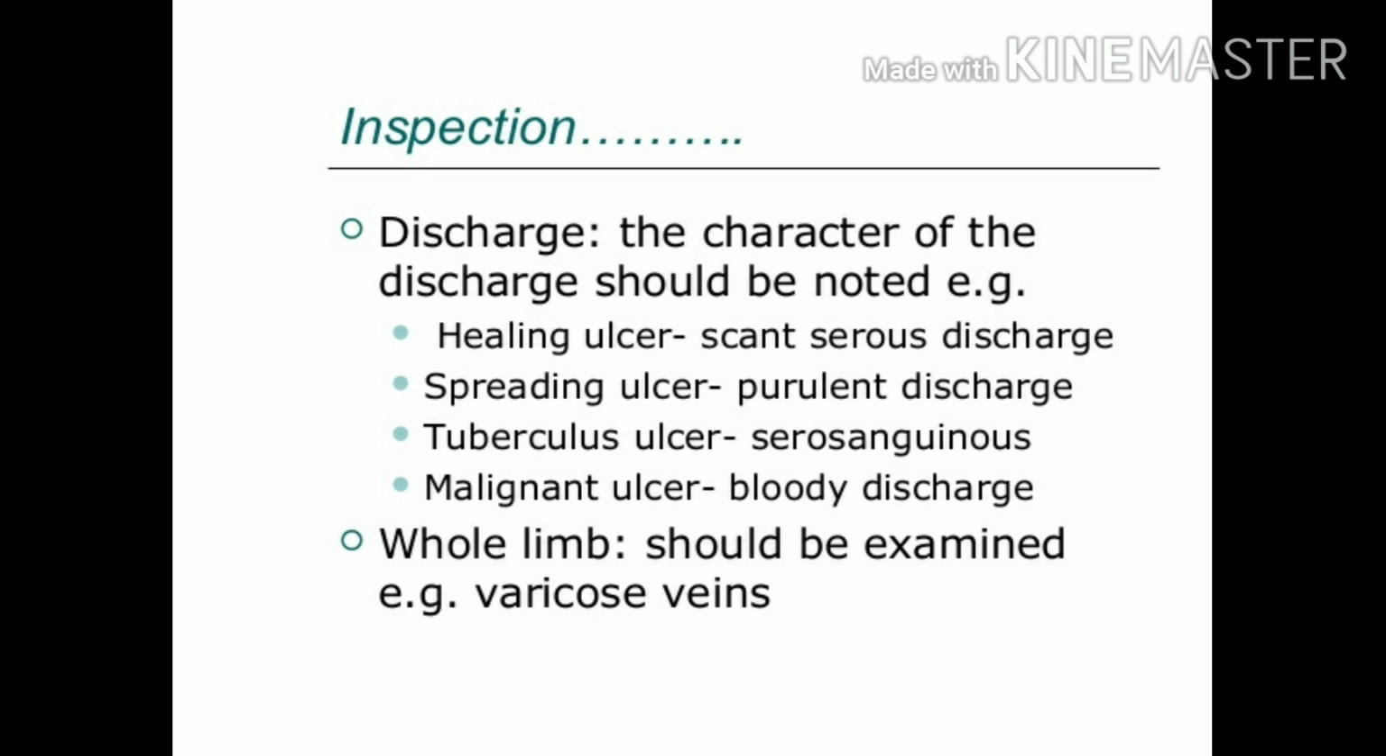Then discharge. The character of discharge should also be noted, such as in a healing ulcer, a scanty amount of serous discharge will be there. In spreading ulcers, purulent discharge will be there. In tuberculous ulcers, serosanguinous discharge will be there. In malignant ulcers, bloody discharge can be there. And the whole limb should be examined. In cases of ulcer, like in varicose vein, the lower limb should be examined.